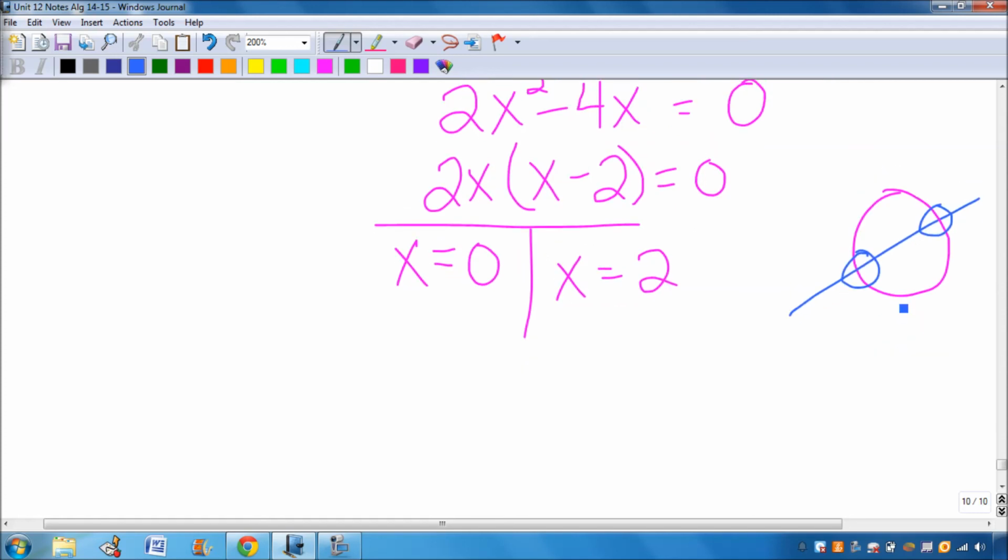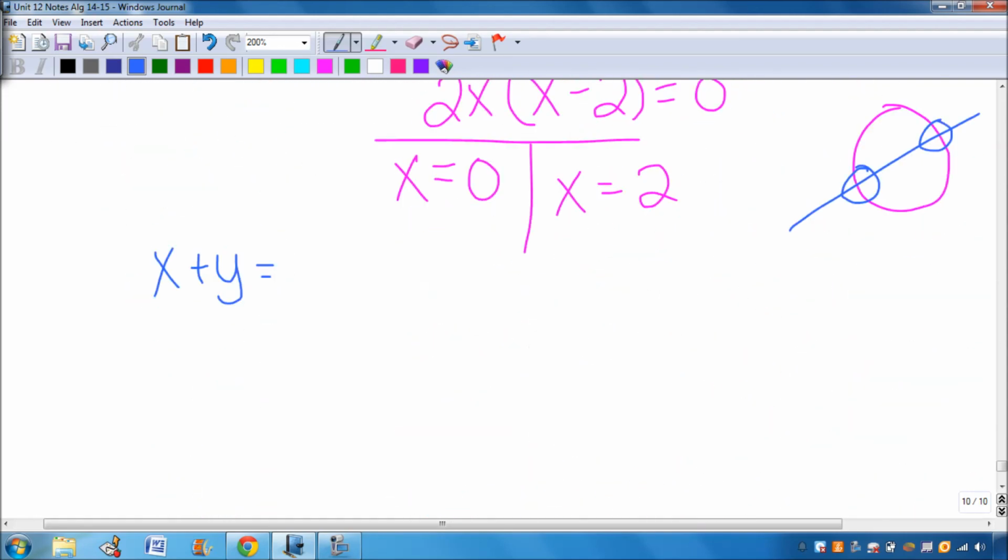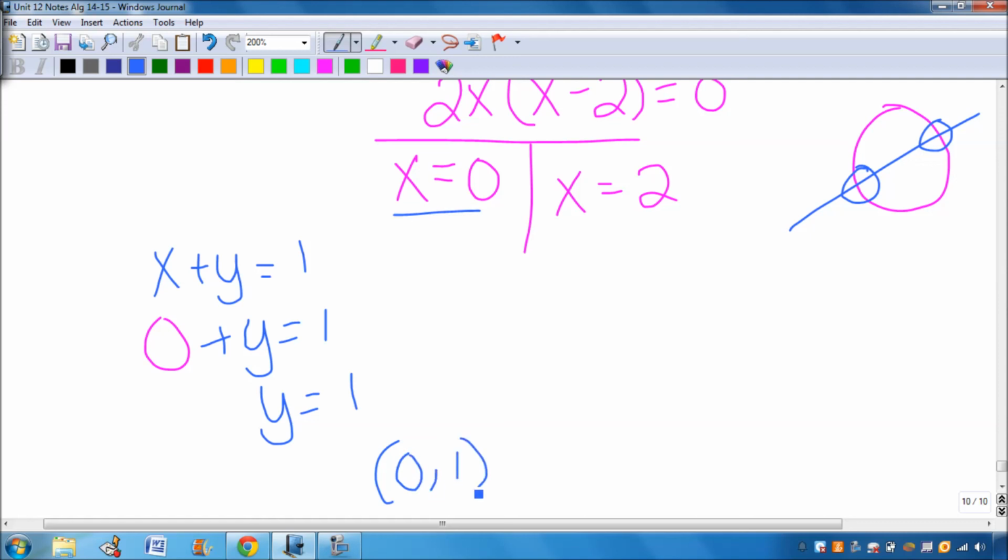But now I have to figure out, well, what are my corresponding y values? So let's use the easier equation to figure this out. x plus y equals 1, I believe. Yep, so x plus y equals 1. So instead of x, I'm going to replace it with a 0. So I get 0 plus y equals 1, which means that y equals 1. So one point where my two graphs intersect is when x is 0 and y is 1.